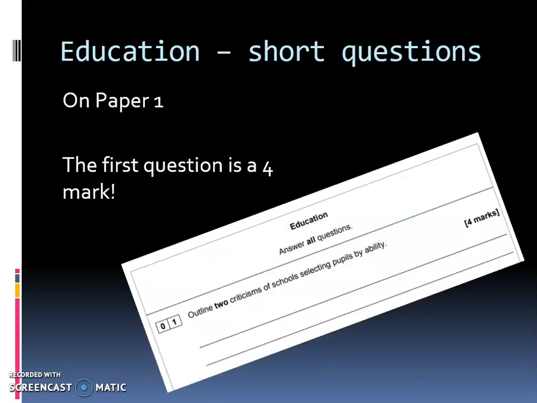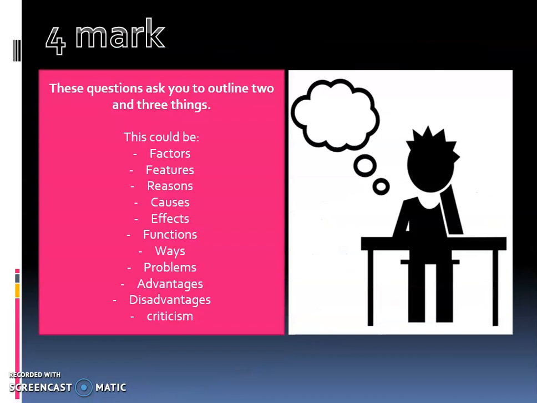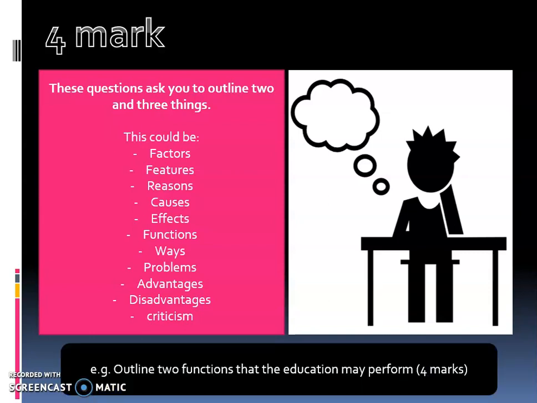On paper 1, like paper 3, there are short questions and the first one is a 4-marker. These questions will ask you to outline 2 on a 4-mark, and if it's a 6-mark, they'll ask you for 3 factors, reasons, ways, problems, etc. For example, outline 2 functions that the education system might perform.